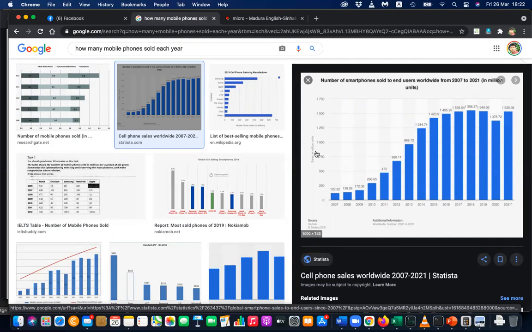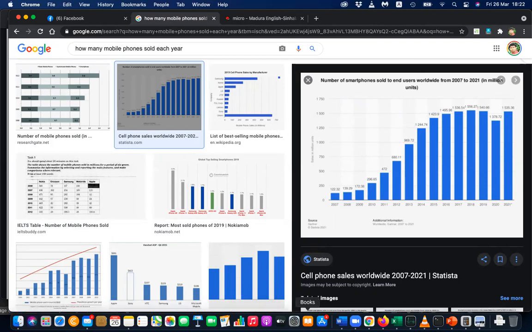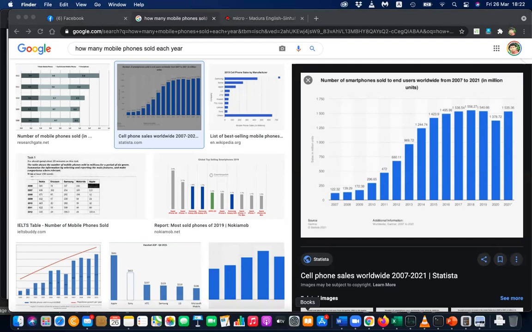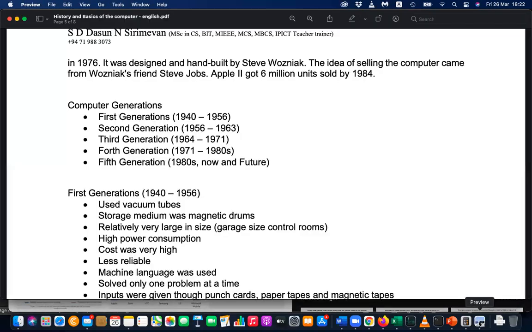So now, how many? This is sales in million units, right? You can see it has gone down in 2020 due to this COVID issue, but it has again gone up in 21. Suddenly gone up, right? So you can see how it's changing now. So this is how mobile phones are sold. So anyway, with the evolution of mobile phone and smartphone, computer sales have gone down.